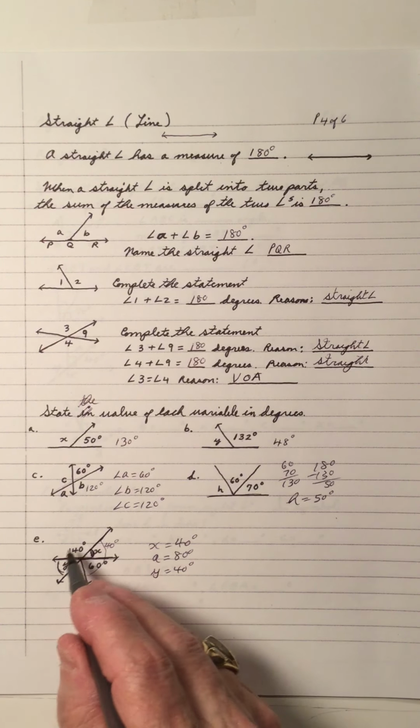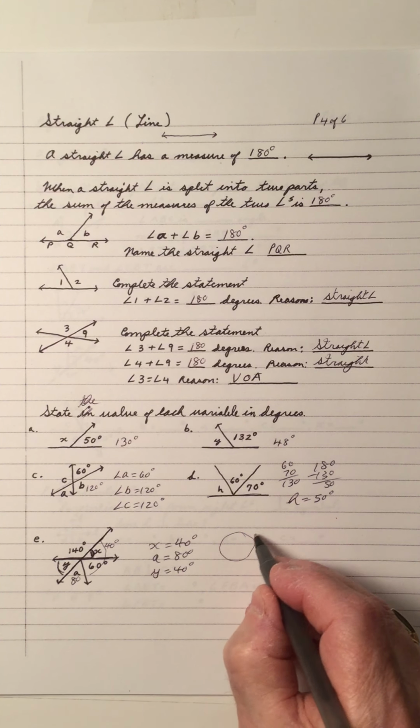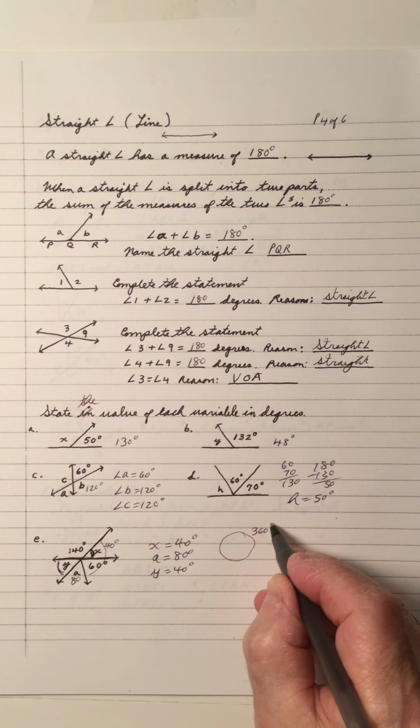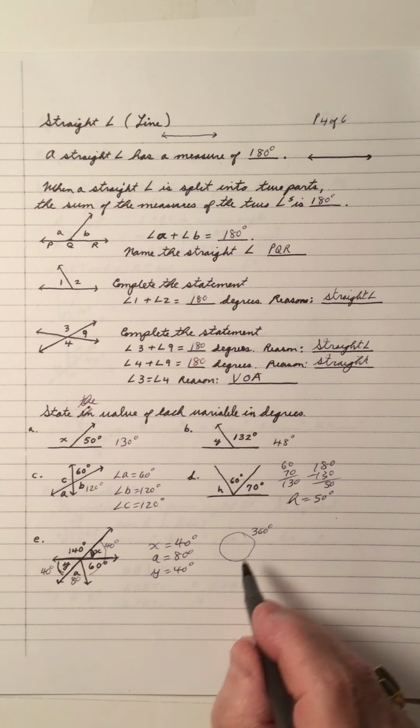And if you know anything about going all the way around a circle, all the way around a circle is 360 degrees. So if you put Y in to be 40 and you work your way all the way around, all of these angles would add up to be 360.